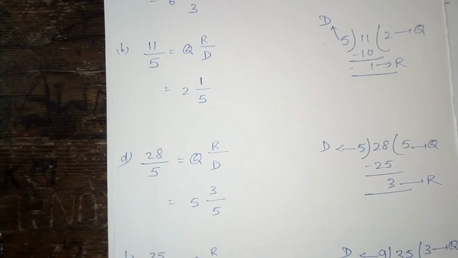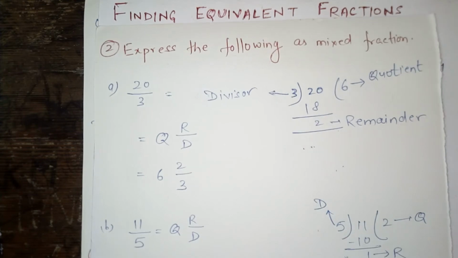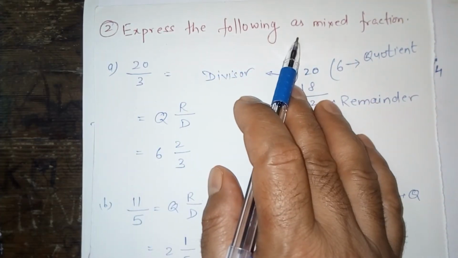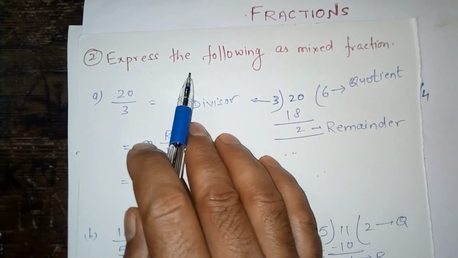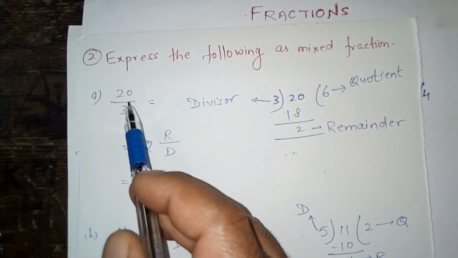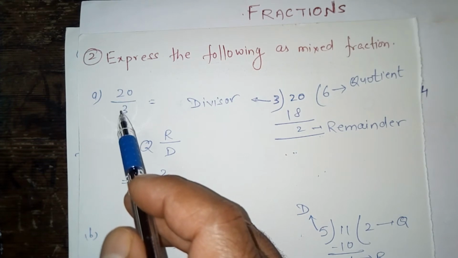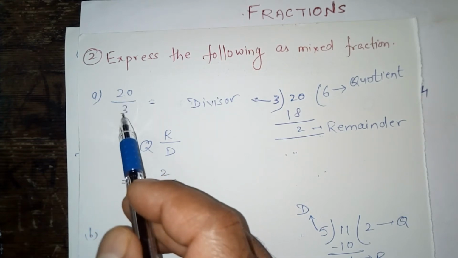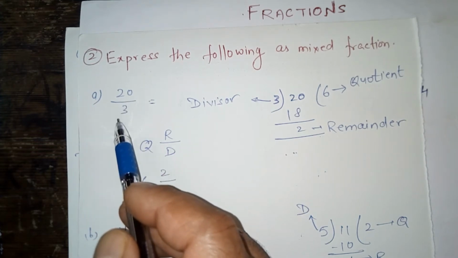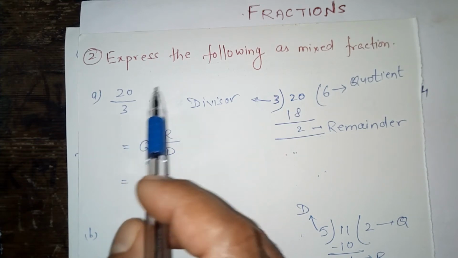Your next question is, please look here: express the following as a mixed fraction. As you are looking, this is 20 upon 3. What type of fraction is 20 upon 3? This is an improper fraction. 20 upon 3 is an improper fraction, and an improper fraction we can convert to a mixed fraction.